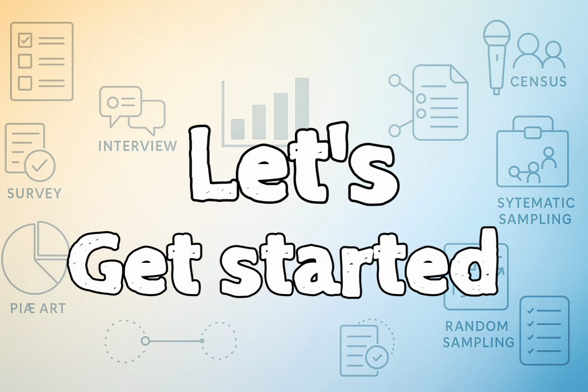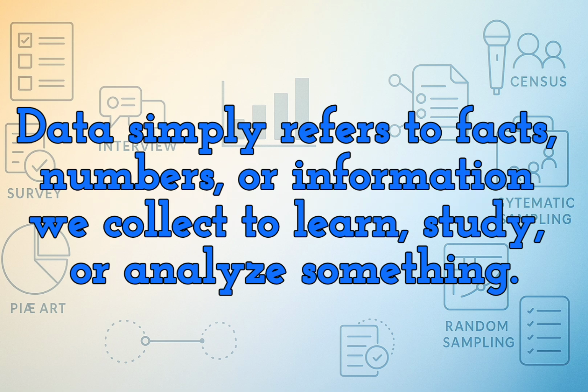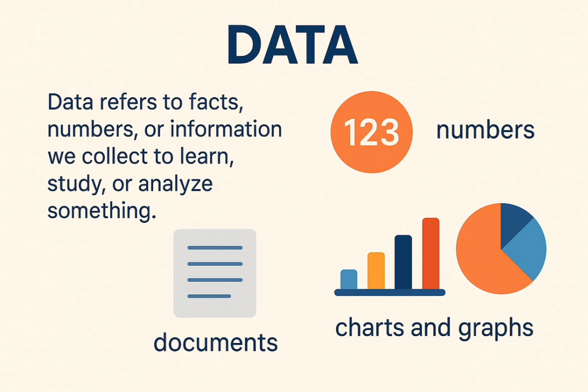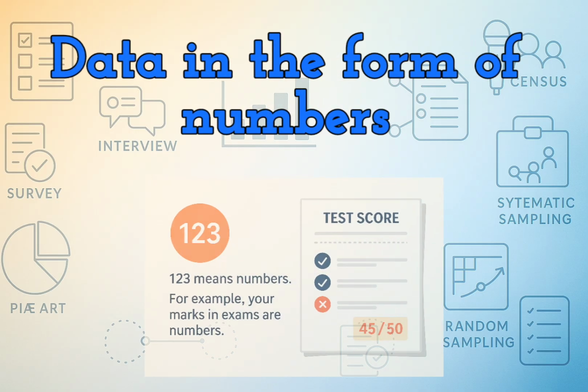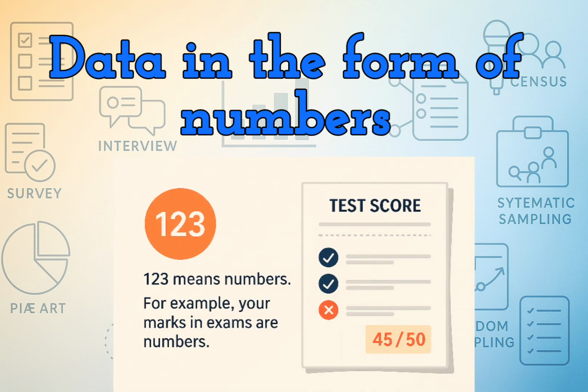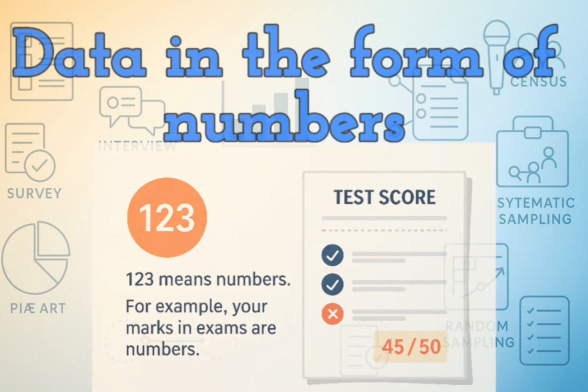Let's get started. What is data? Data simply refers to facts, numbers or information we collect to learn, study or analyze something. It can be in the form of numbers, document or graphs. Let's understand each form clearly. First one is data in the form of number. These are data in number form, like your exam marks, age, number of students in class, etc. Example, if you scored 45 out of 50, that 45 is data.